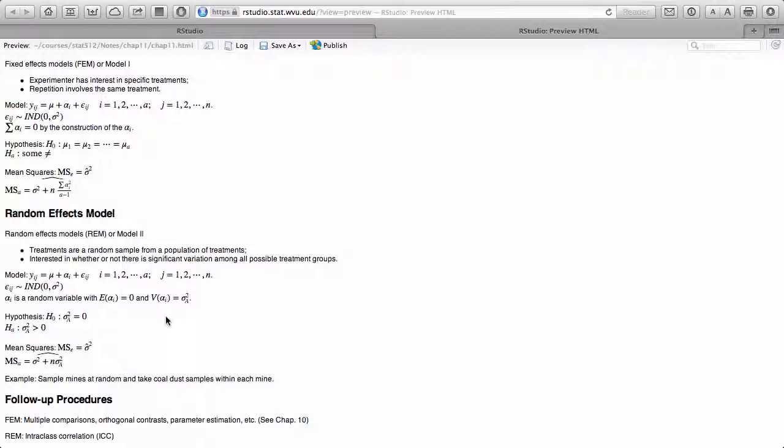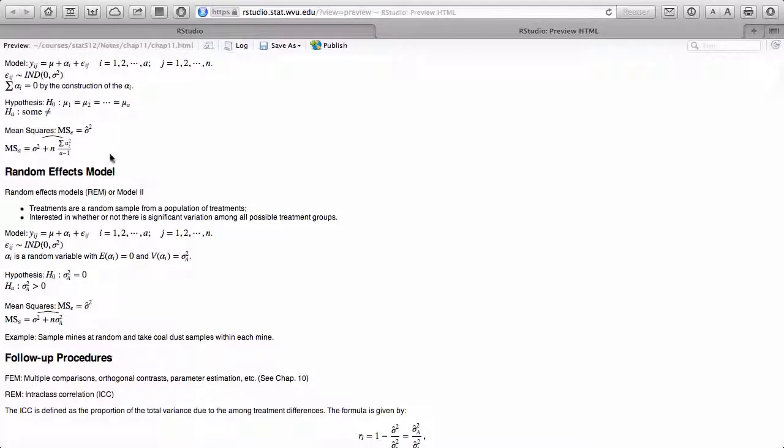So we're interested in whether or not the means are all equal. And we can do that with an F-test. And the mean square for error estimates sigma squared. And then the mean square for among the treatments estimates sigma squared plus the sum. Yeah, that's the sum of the alpha sub i. I couldn't see it from here. The sum of the alpha sub i squared over a minus 1, if a is the number of treatments.